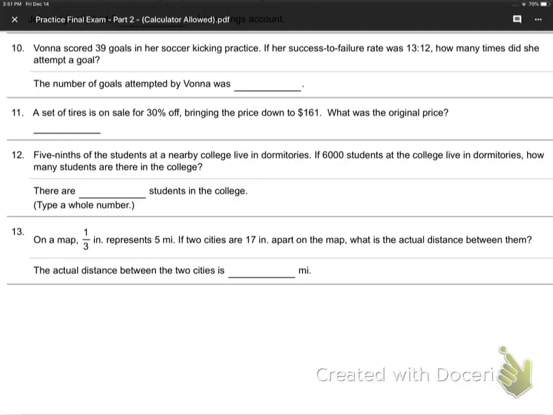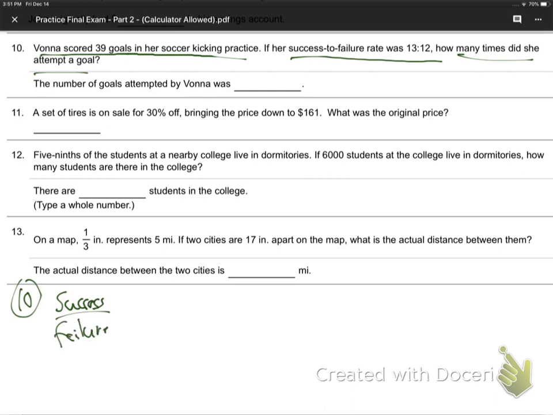Okay, so number 10 here. Vonna scored 39 goals in her soccer kicking practice. If her success to failure ratio was 13 to 12, how many times did she attempt a goal? All right, I'll bring it down here. Success to failure ratio is 13 to 12. I'll make that a fraction. This colon in the middle is the same thing as a fraction, just a sideways fraction.